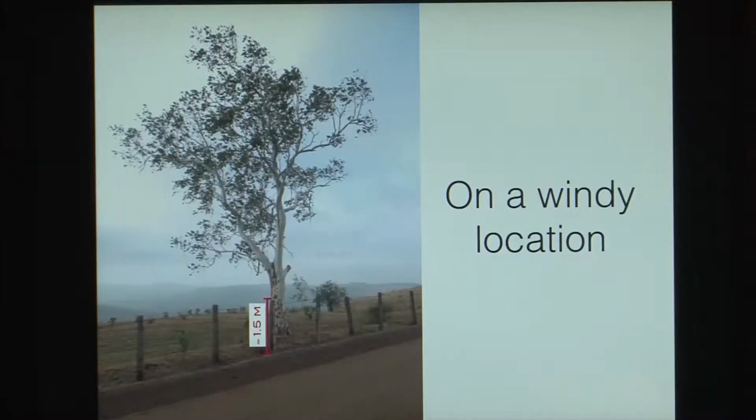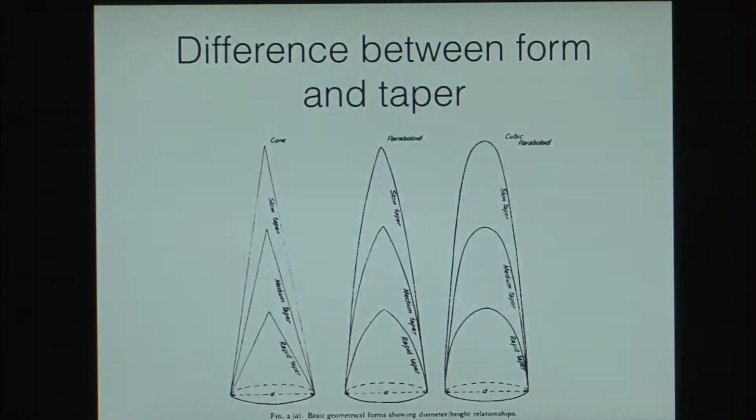Now, to sum up, we have seen form and we have seen taper. So, what is the difference between taper and form? In these three images, we observe three different forms. Remember, form is a shape. Here we are seeing three different shapes. On the very left side, we see a cone, so it is a conical shape or conical form. In the middle, we have a paraboloid shape, and to the very right, we have a cubic paraboloid shape. Whenever we are talking about shapes, we are referring to forms.